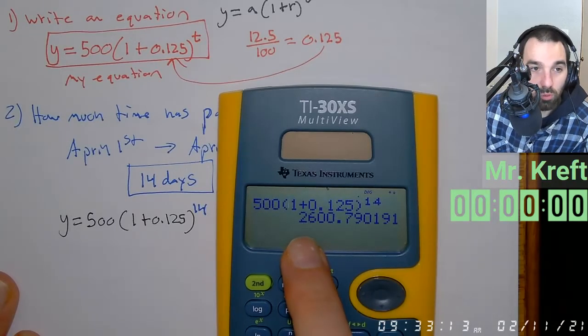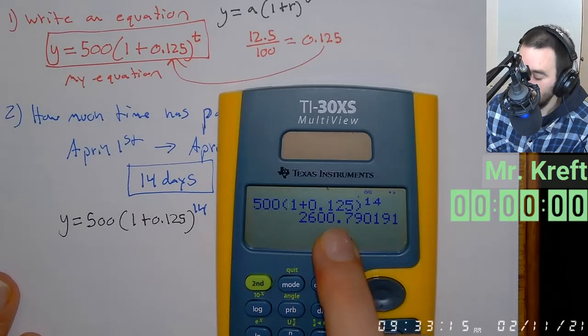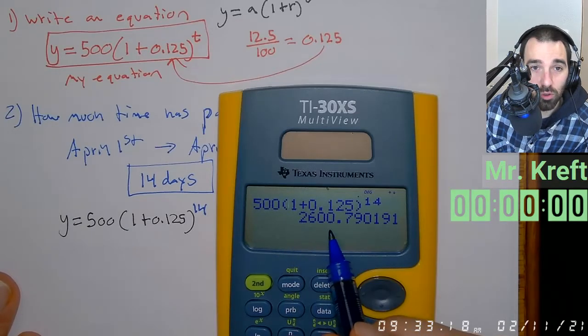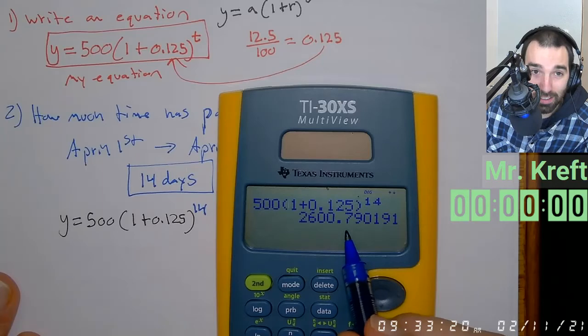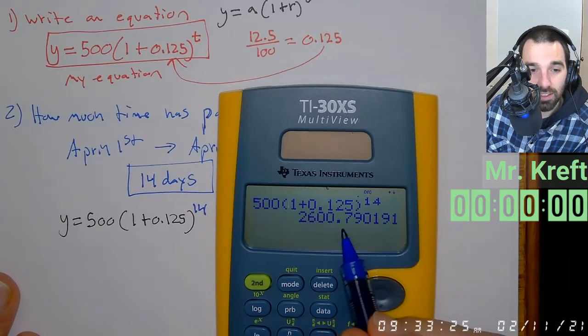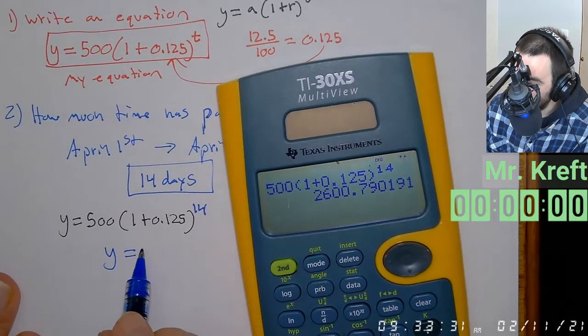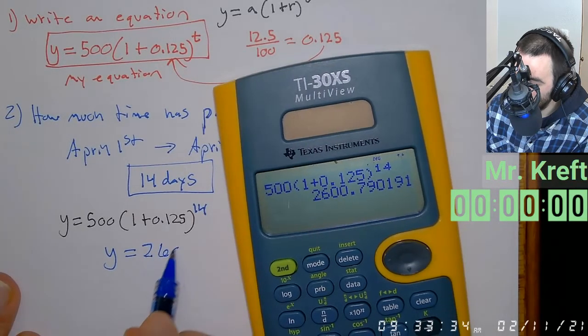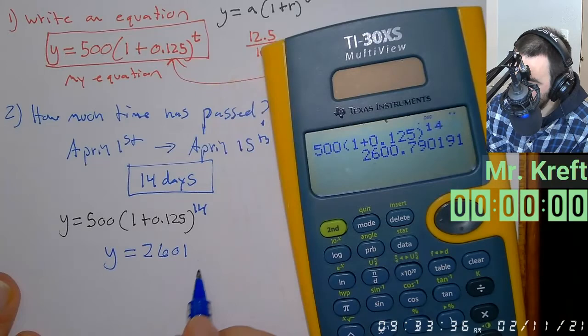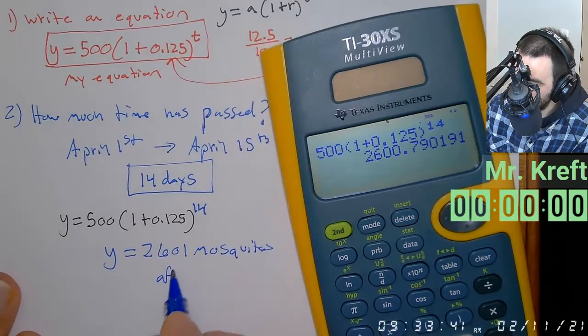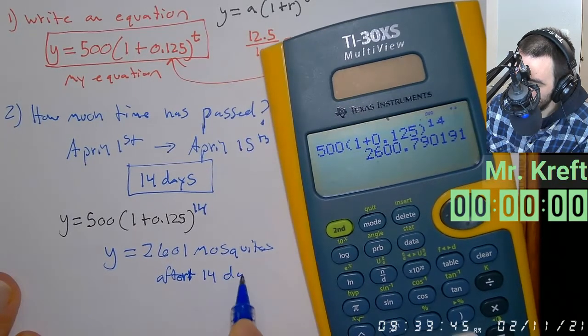And I get, so if I was rounding here, so let's think about this. Because mosquitoes, unless we're killing them, we're not going to have a fraction. So if I round this to the nearest mosquito, I would round up. So I would say y equals 2,601 after 14 days.